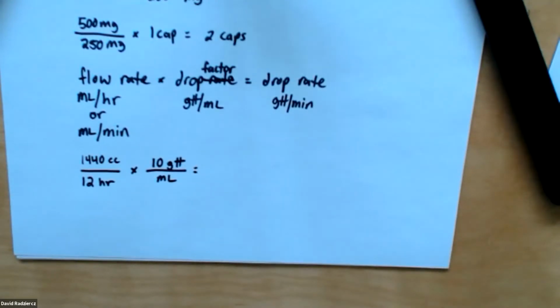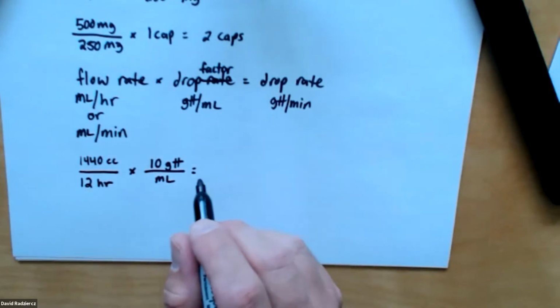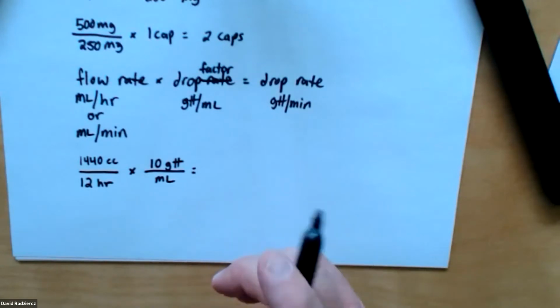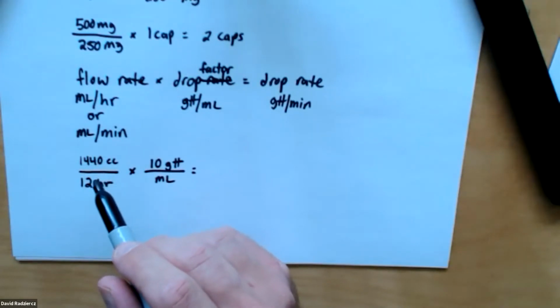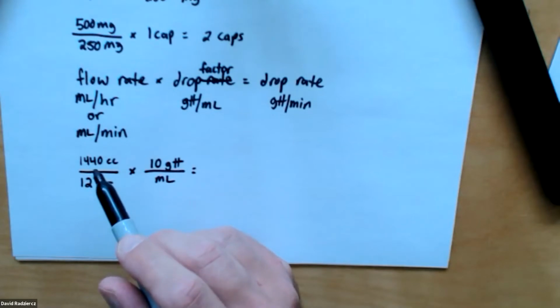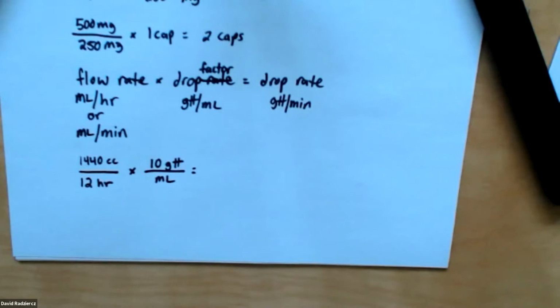There's a couple ways you can do this. You can right off the bat just convert hours to minutes. You could set up another dimensional analysis to do that. The shorthand way that I like to do this is 1440 over 12, if you just reduce that, so 1440 divided by 12. If someone can do that, because I don't have my calculator in front of me, I'm pulling it up right now. I think it's 120, but I'll double check.